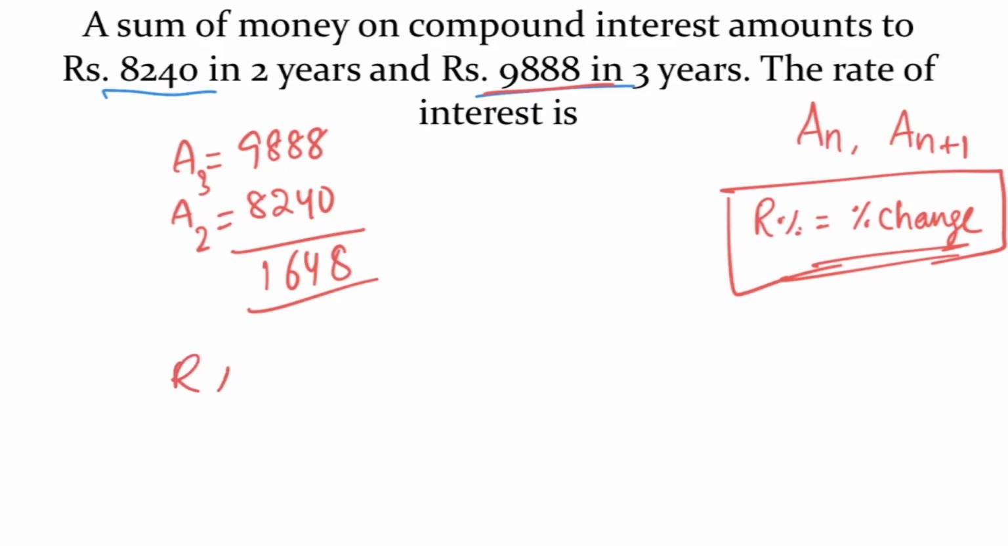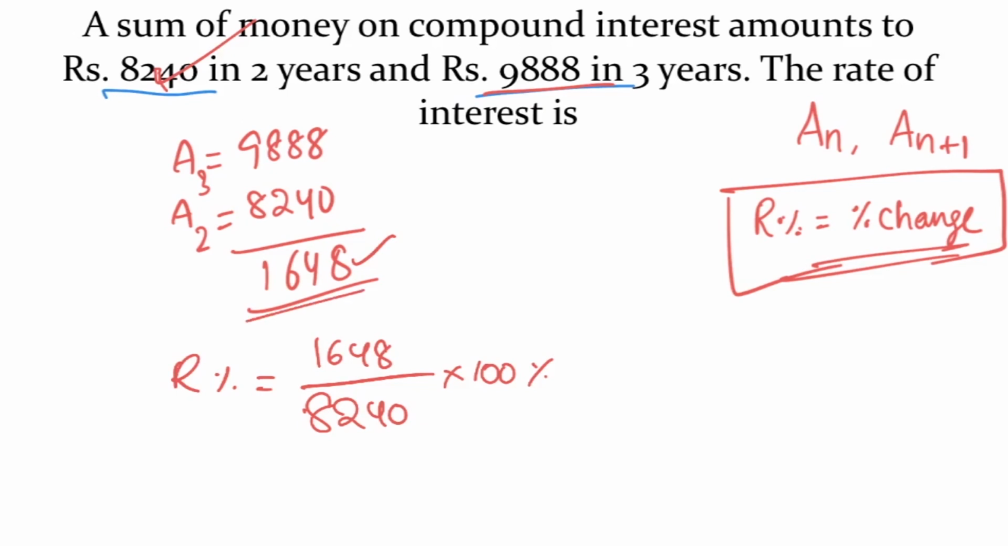So rate of interest is equal to 1648 rupees, which is the change, divided by initial amount 8240 into 100%. How will you find percentage change? Percentage change is change divided by original value into 100%. Here change is 1648 rupees and original value 8240 into 100%. Cancel 0 and 0. 824 2 times 1648. So rate of interest is 20% per annum. Got it?